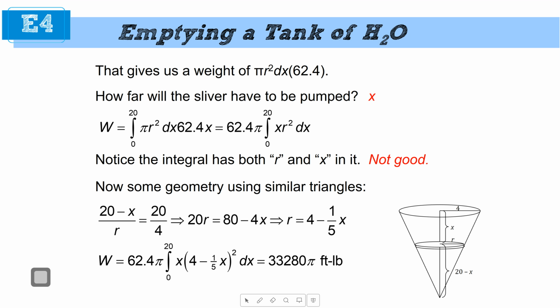If you define x differently, you could do the same problem, but define x as the distance from the bottom of the tank. That's a different setup. Then you would be taking your first sliver at 10 and taking slivers all the way up to 20. But the easiest way I've found is to define x as the distance you're moving things.